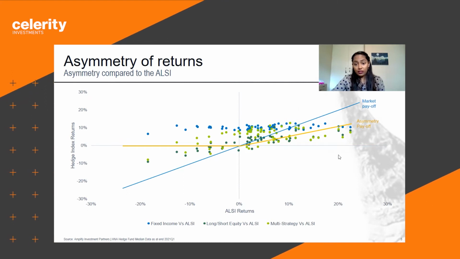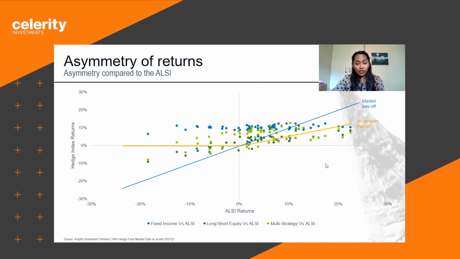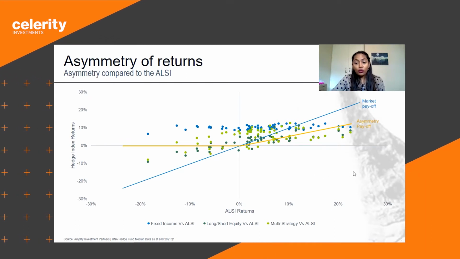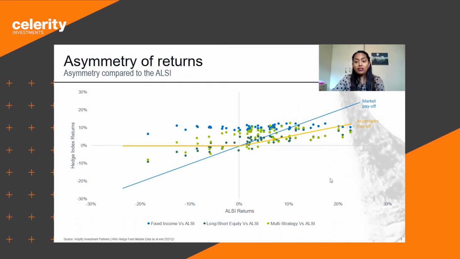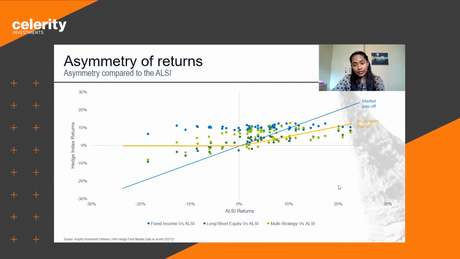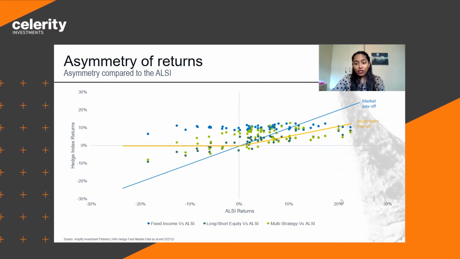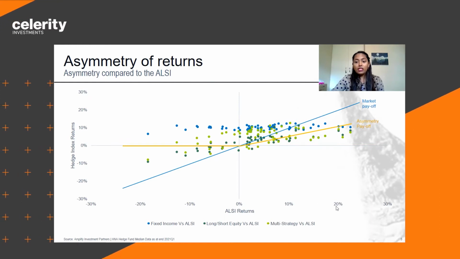Of more interest is the multi-strat and long-short equity performance. We can clearly see that for most of the dots that appear below 0% on the x-axis, meaning the Aussie performed negatively, the hedge funds outperformed. In many cases, hedge funds were able to produce positive returns even when the Aussie produced negative returns.